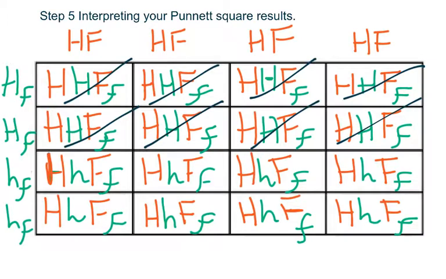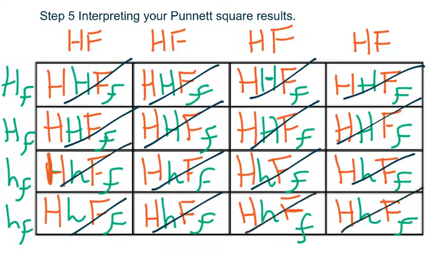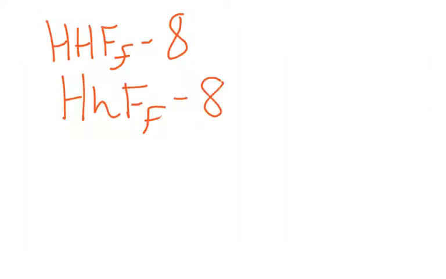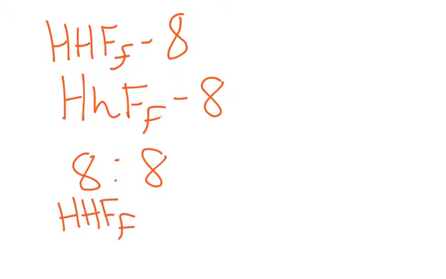Then I choose the next genotype. It's big H, big F, little f. I'm going to count up how many of those there are: 1, 2, 3, 4, 5, 6, 7, 8. And I write it down like this. So if we're looking at the genotypic ratio, it would be 8 to 8. And I literally would write 8 big H, big F, little f's to 8 big H, big F, little f's. So that's the genotypic ratio.